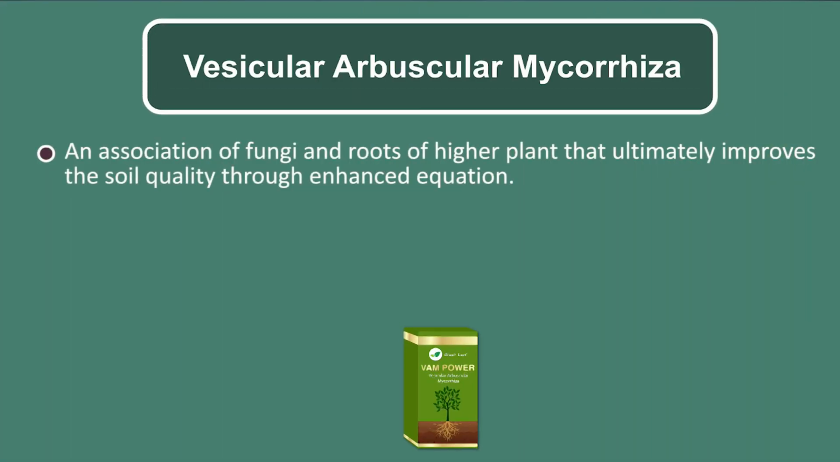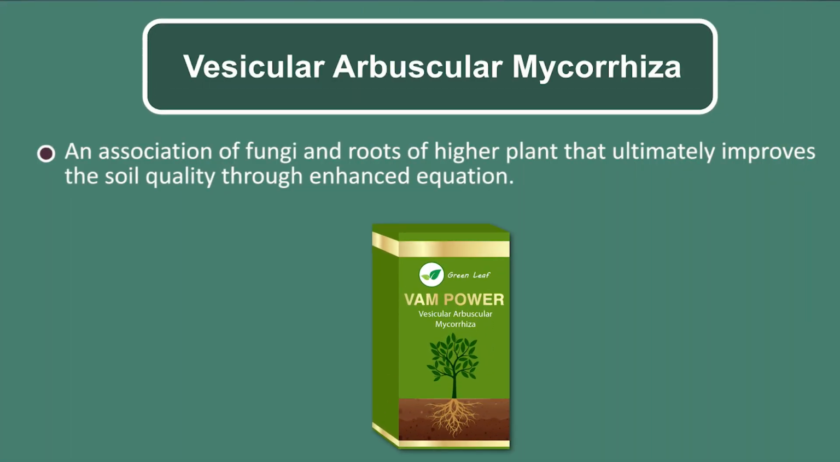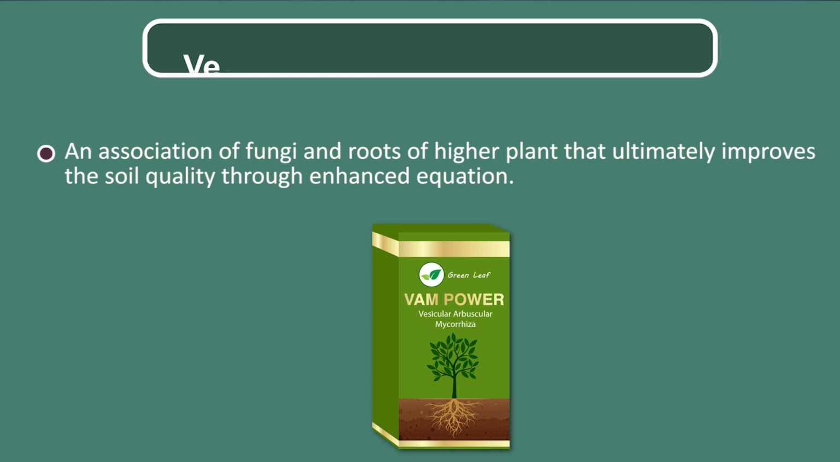And third is VAM, that is vesicular arbuscular mycorrhiza, an association of fungi and roots of higher plants that ultimately improves the soil quality through enhanced nutrient acquisition.